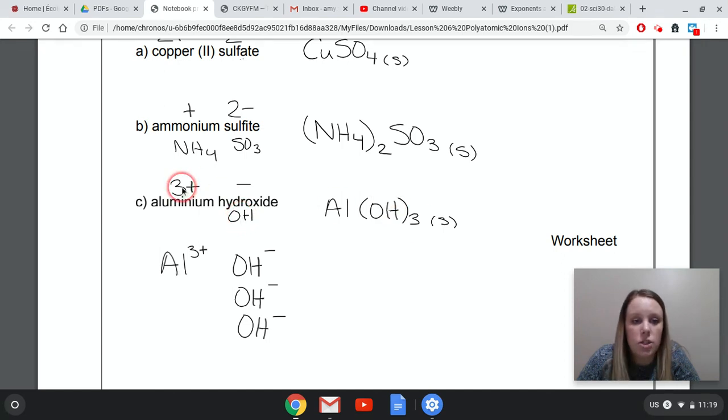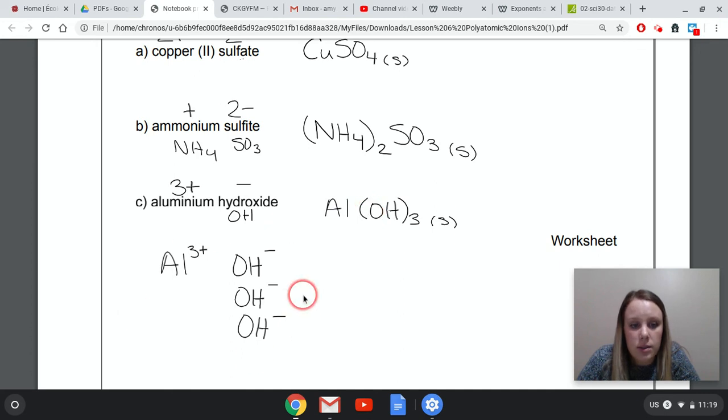Now I look at the charges. 3 and 1 are not balanced, so they need to cross. The 1 is going to go behind aluminium. The 3 is behind hydroxide. And because it came from the polyatomic ion chart, it goes in brackets and the 3 goes outside. This is telling you in this entire compound that you have 3 hydrogens and 3 oxygens. So brackets are important so that the 3 applies to the oxygen as well.